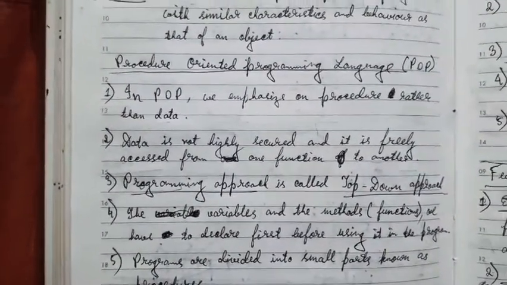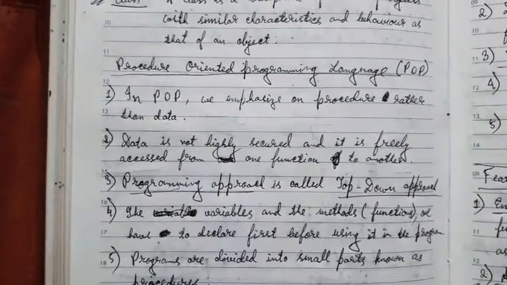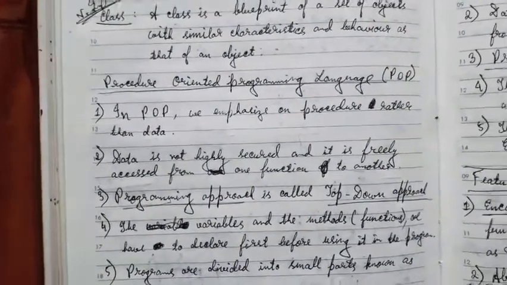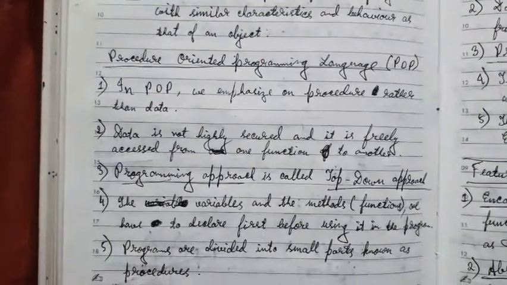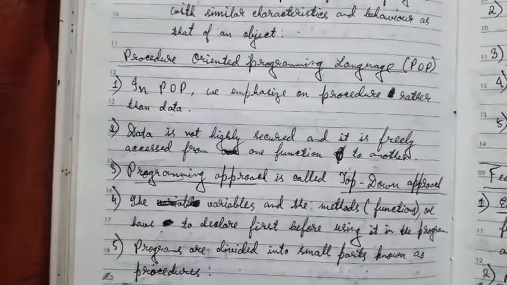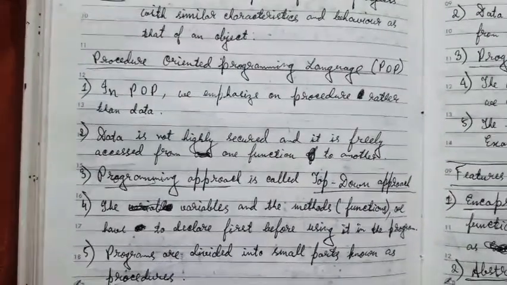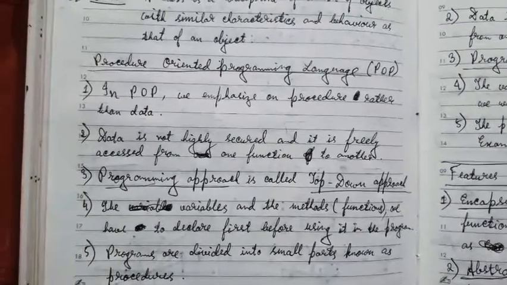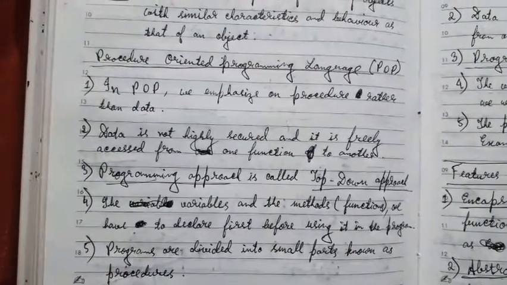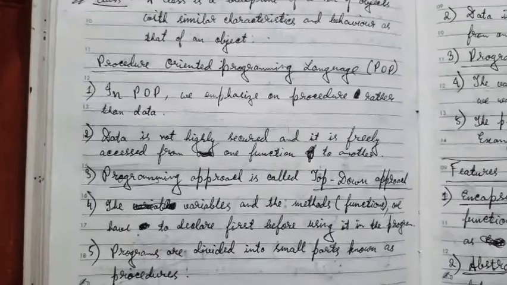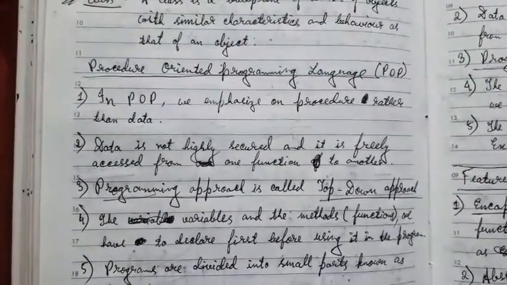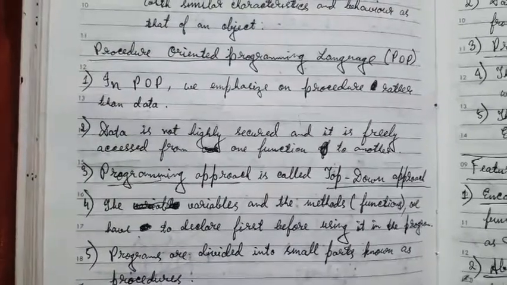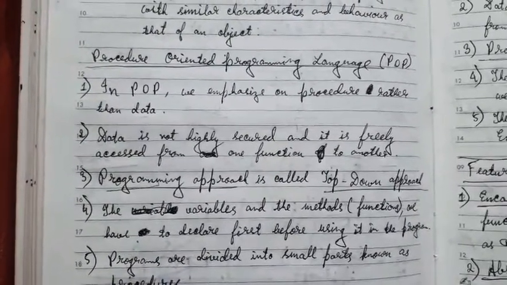The next characteristic is, it is not highly secured and it is freely accessed from one function to another. So you can access, it is not highly secure. Object oriented is highly secure, but procedure oriented programming is not highly secured. We can freely access from one function to another, which means you create two functions, and from one function you can call another function freely without having to come across any restrictions at all.